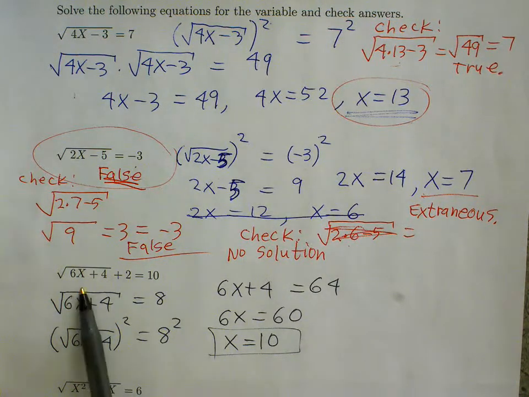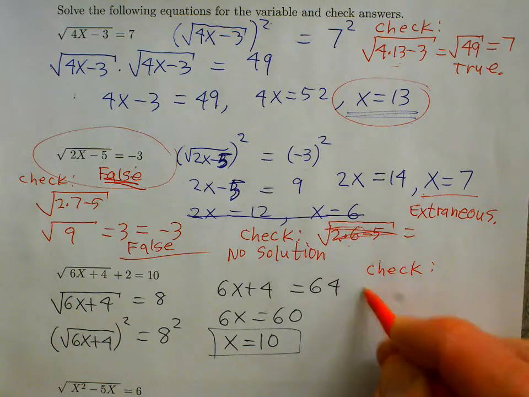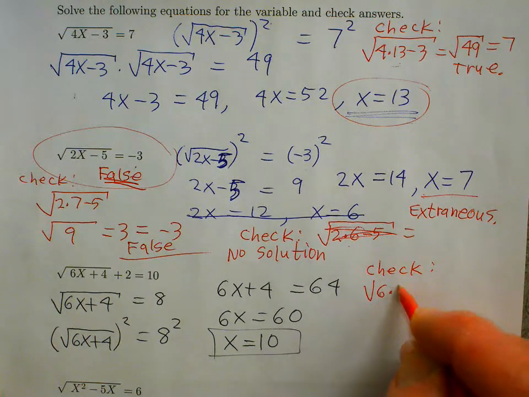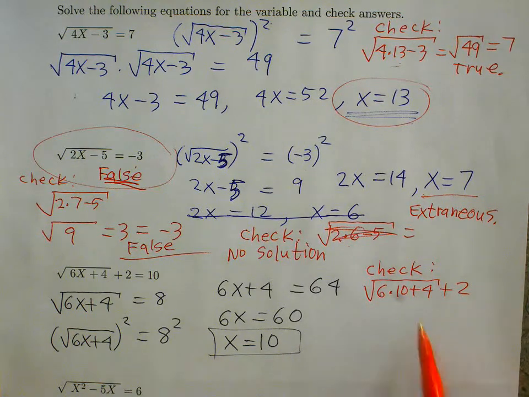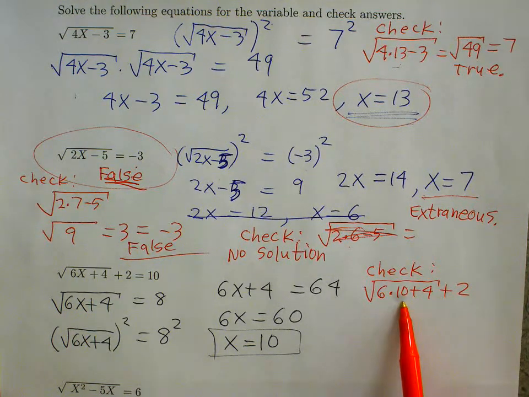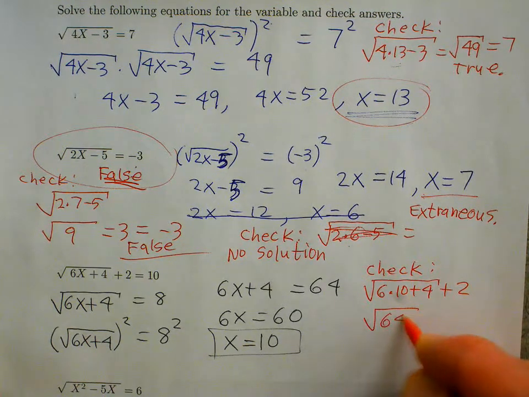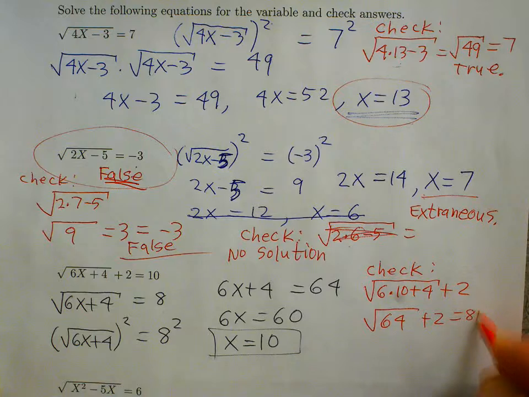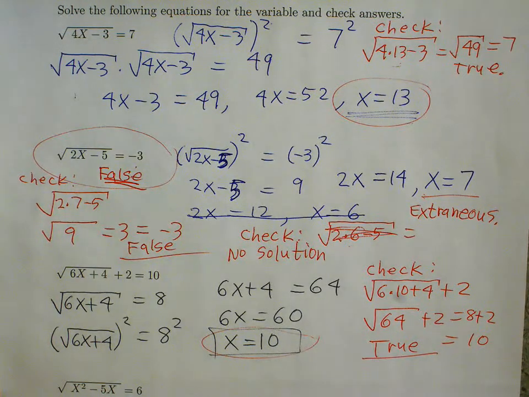Now, in the original equation, to check, replace x with 10. We have the square root of 6 times 10 plus 4, plus 2. 6 times 10 is 60. 60 plus 4 is 64. The square root of 64 plus 2 is 8 plus 2 equals 10. That's true. So x equals 10 is the solution.